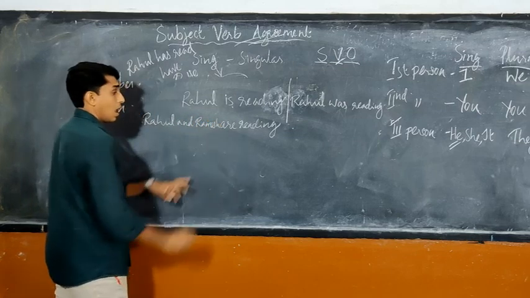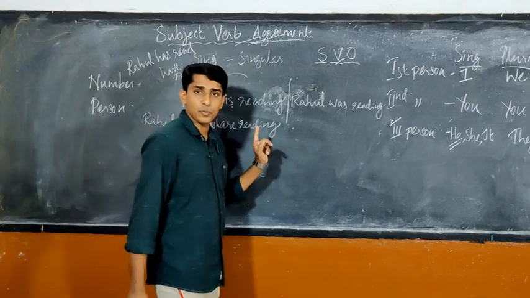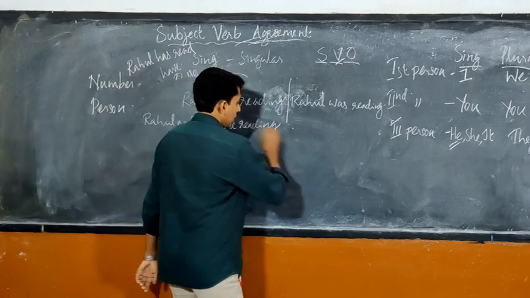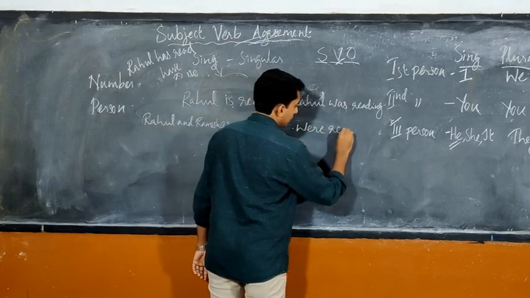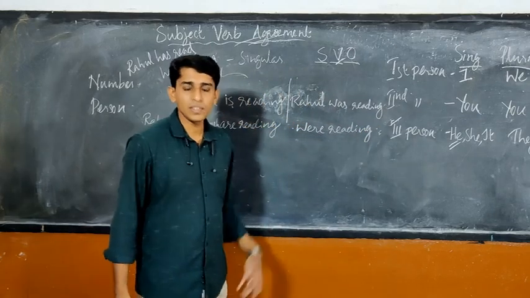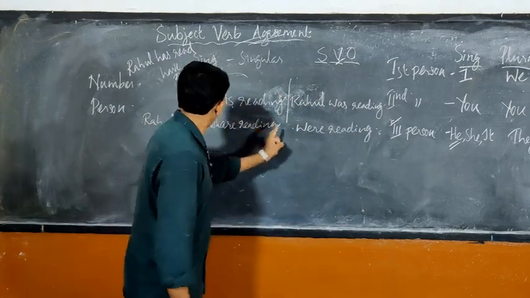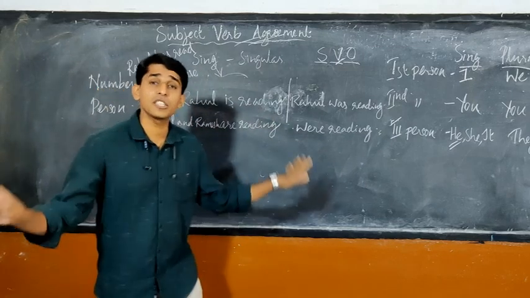Rahul and Ramesh are reading is plural. What will be the past form? Rahul and Ramesh were reading. So this is the agreement, dear children. We cannot write Rahul and Ramesh is reading. Then the agreement is broken.